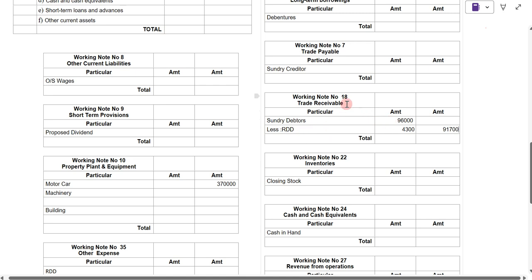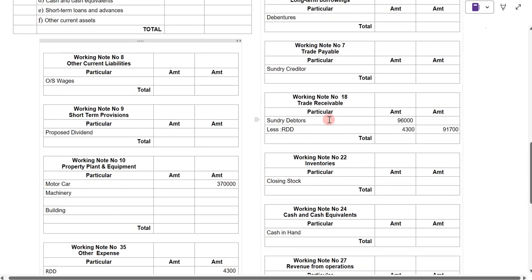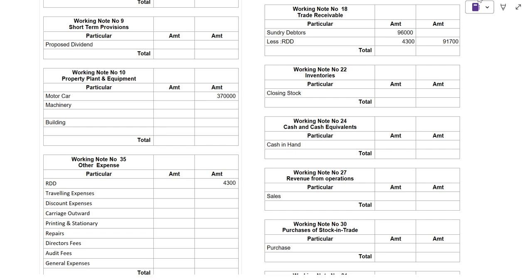Now first effect of this RDD entry we have done in note number 18. Now second effect we have to give in note number 35. RDD in the outer column, other expenses. So first effect in note number 18, that is trade receivable, and second effect we have given in other expenses, RDD 4,300.